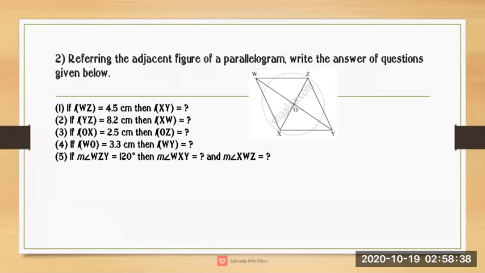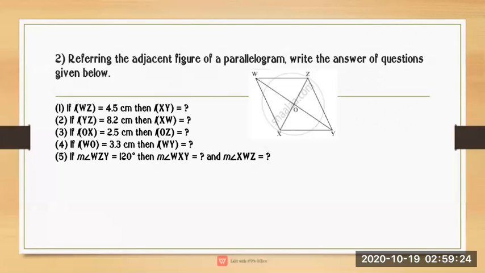Okay, now our next is question number 2. Referring to the adjacent figure of a parallelogram, write the answers of the questions given below. Now you are going to give me the answers by looking at the figure and by doing the sums on your own and giving the answers in the chat box. First I will read all the questions and then we will start a conversation between you and me. You will write the answers in the chat box and afterward I will show you the sums.